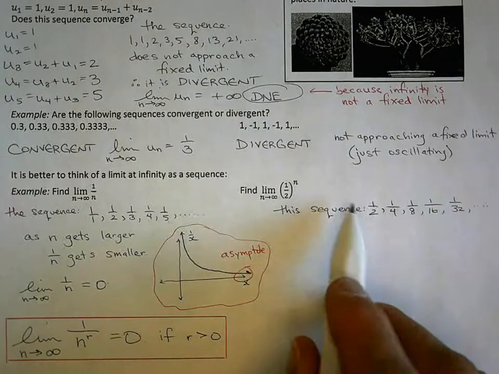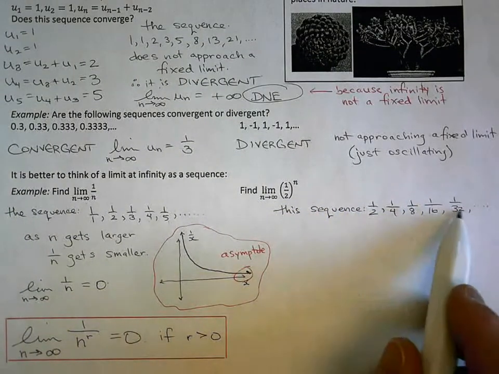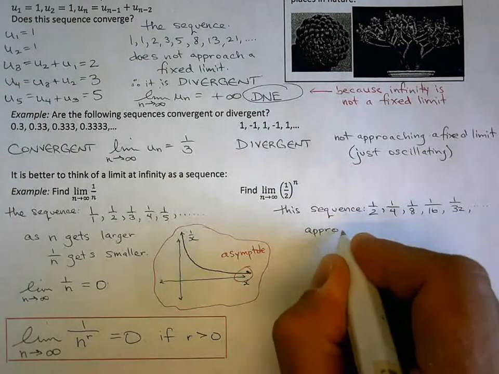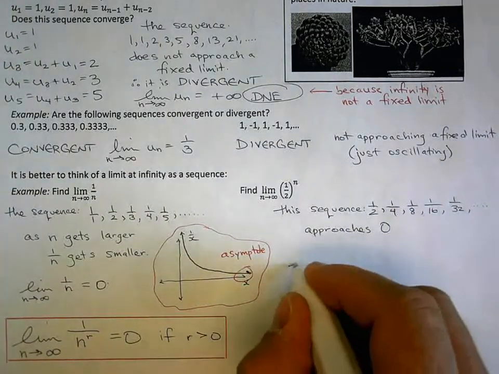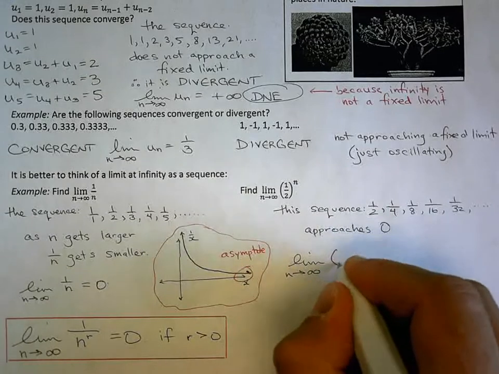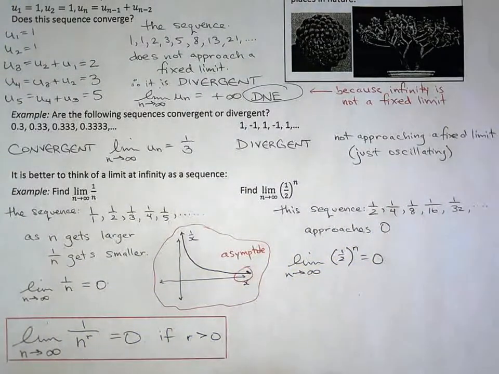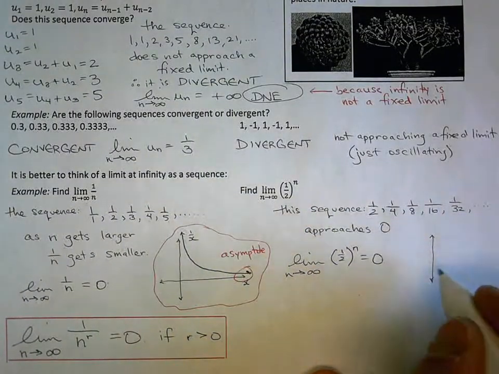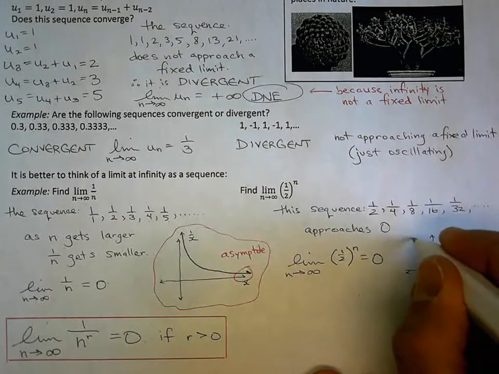So I think we can see that this starts large and then gets very small, right? This sequence, just like the last one, approaches 0. The limit as n approaches infinity of (1/2)^n is 0. Now graphically, this is actually an exponential curve. Well, it's an exponential decay. So it's something like this.